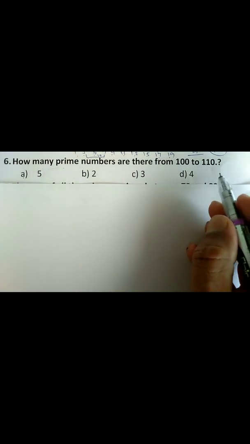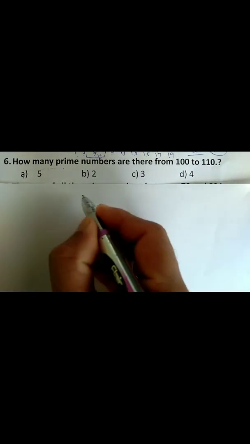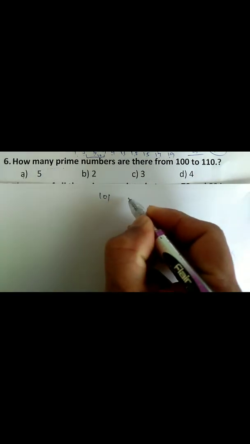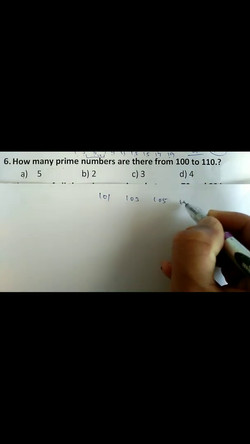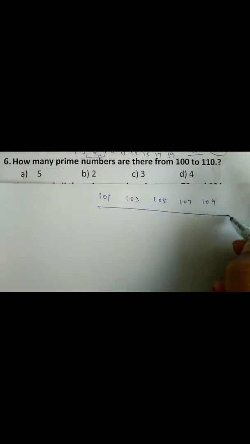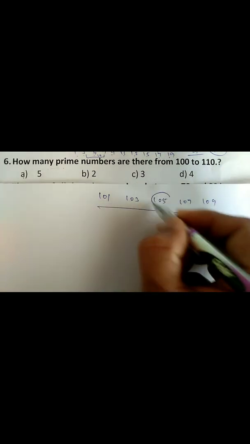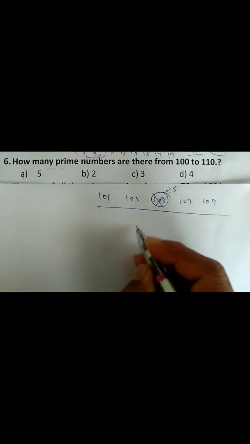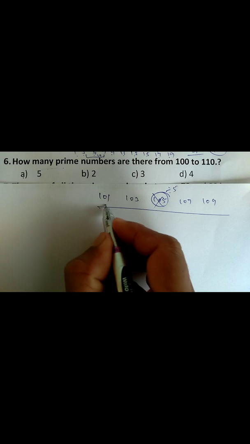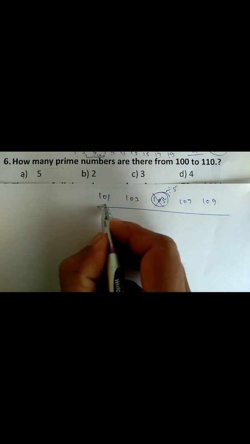So then next one, we can see how many prime numbers there are from 100 to 110. Let us see here, 101, and the odd numbers we can see are 103, 105, 107 and 109. They are the 5 odd numbers between them, and 105 is divisible by 5, so this is not a prime number. So we have to check here, this 101 is divisible by no number.